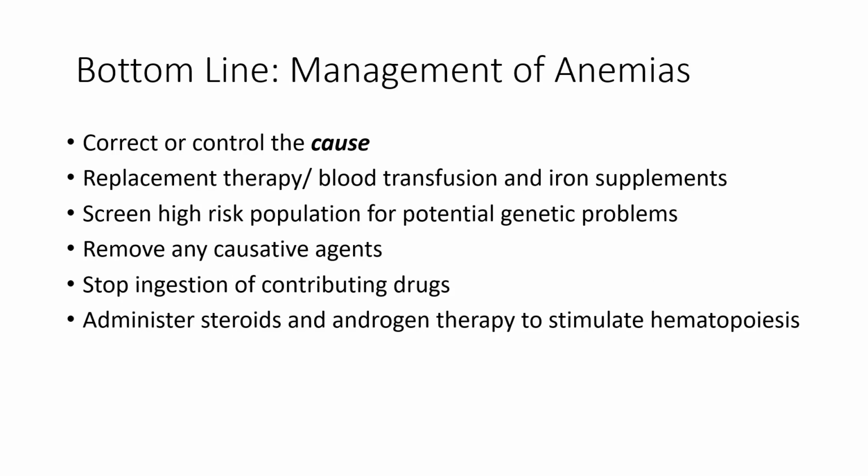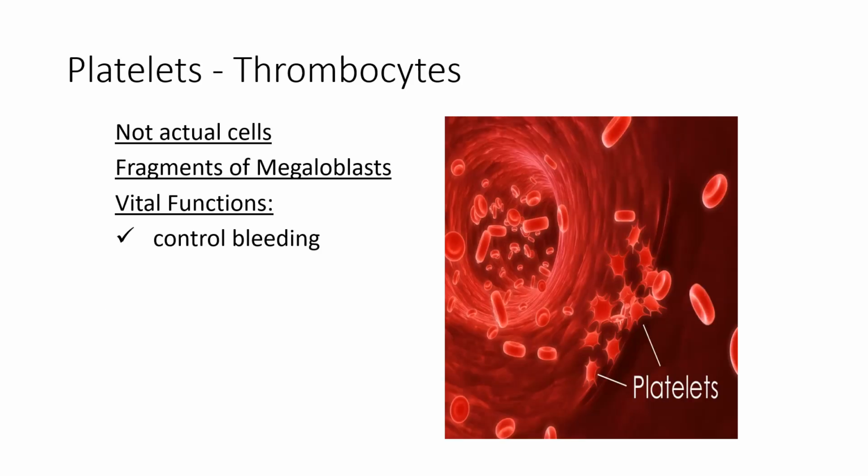Bottom line management of anemias is to correct and control the cause. As with many of these, they're due to poor diet, right, or alcohol abuse. So proper screening, then remove the causative agents. Obviously, try to stop ingestion of alcohol if possible, and replacement therapies. We're not talking about leukocytes today because we already talked about those at another time.